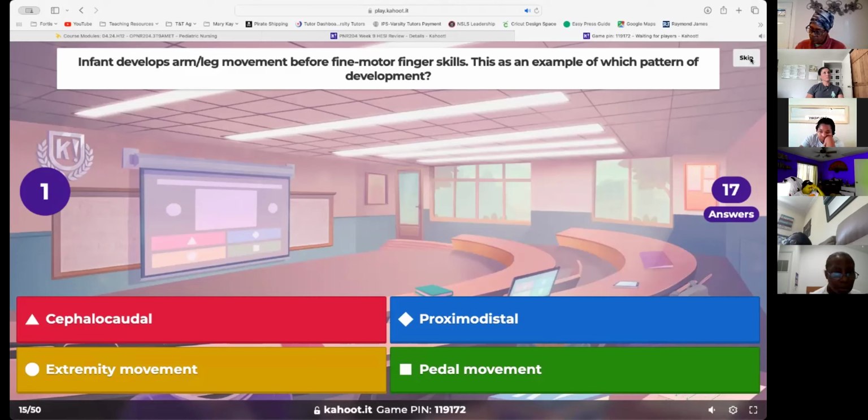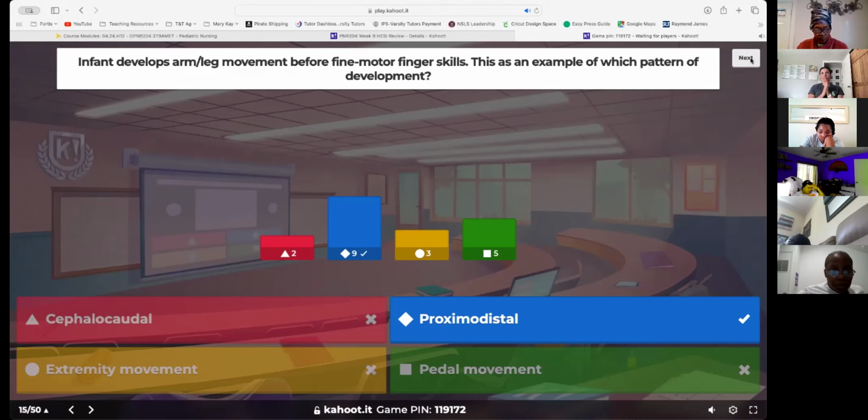The proximal distal development is development that starts at our center and works its way out. So we'd be able to have arm and leg movements before we'd be able to do fine motor skills with our fingers.